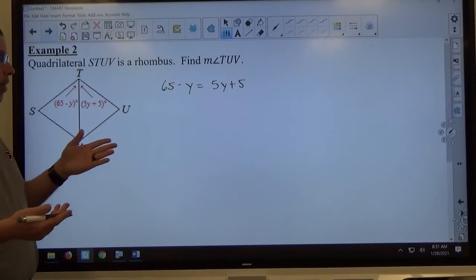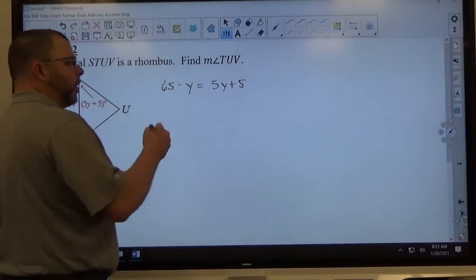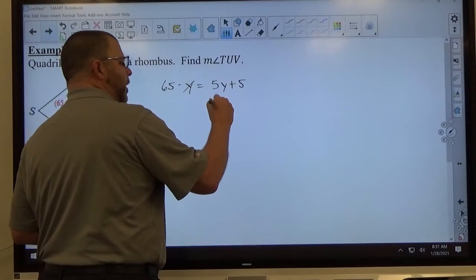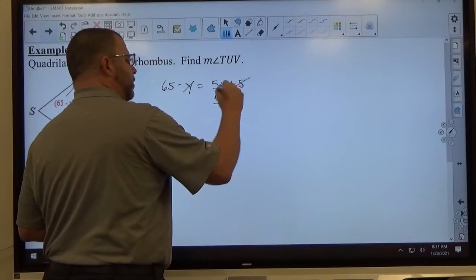I'm going to get y on one side, numbers on the other. I'm going to go ahead and take the negative y and move it to the right, and the positive 5 and move it left.